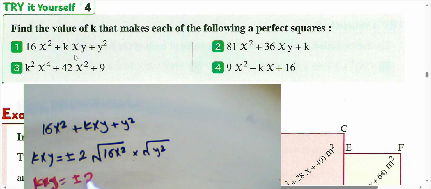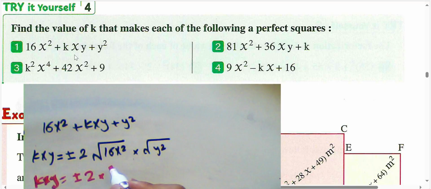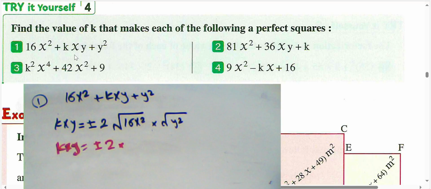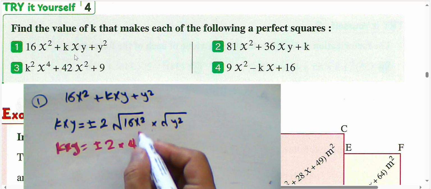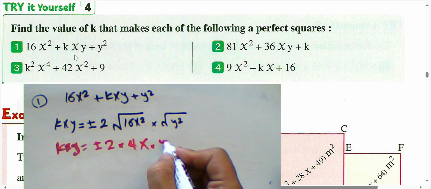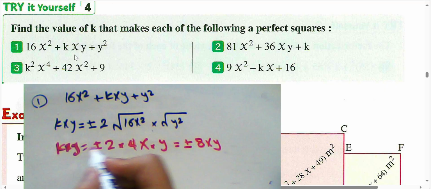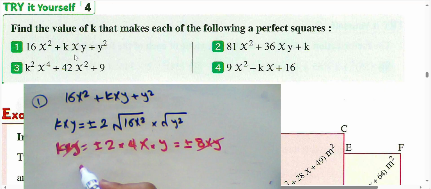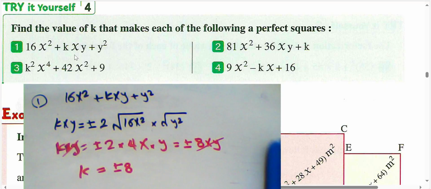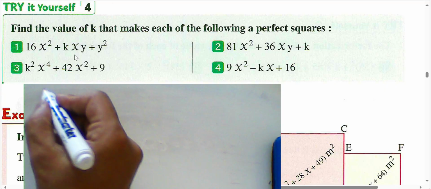Then kxy equals positive or negative 2 times the square root of the first, the square root of 16, it will be 4x, and y. Then the result will be positive or negative 2 times 4, 8xy. We can cancel xy by xy. Then the value of k equals positive or negative 8.